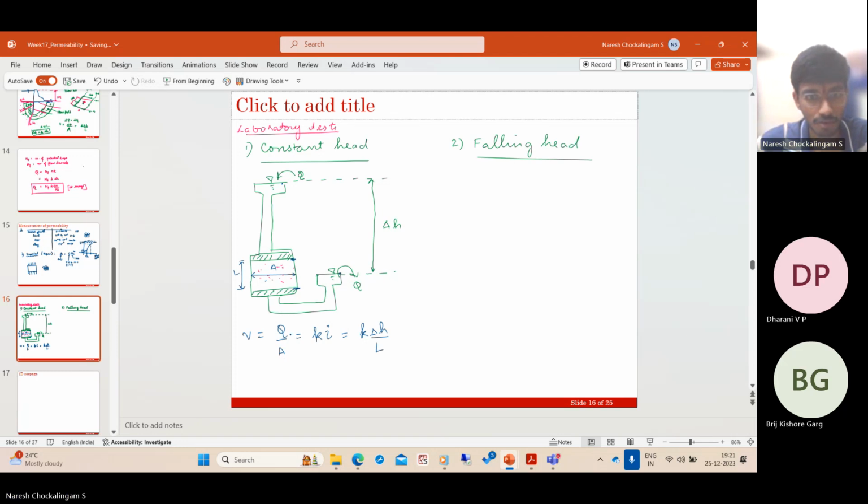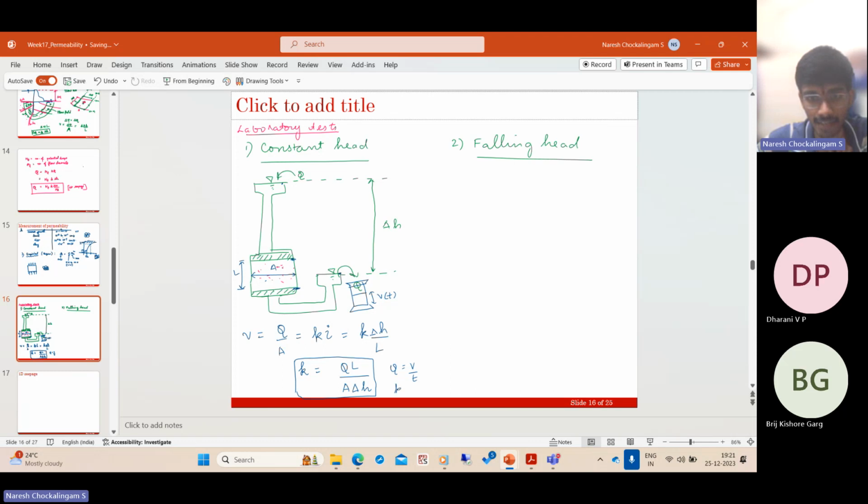Now equate the two. Q is what we are maintaining. Area of cross section is determined by the geometry. Therefore, the permeability K is nothing but QL by A delta H. That's all. And how do we measure Q? So Q is the discharge flow rate. It is usually measured as you have a container here, say a measuring jar, and you wait for some time t, and it will collect an amount V of water. So Q is usually the volume by time.